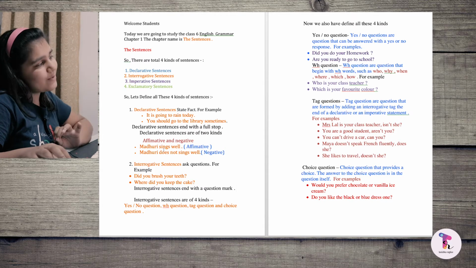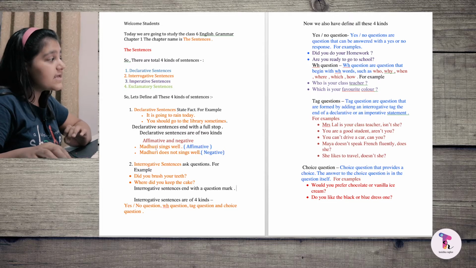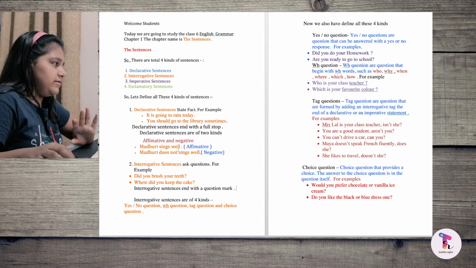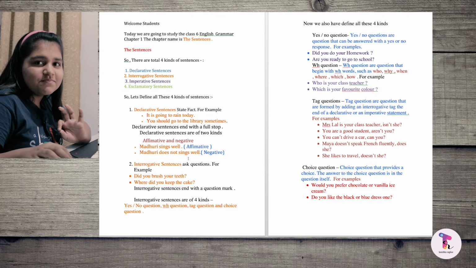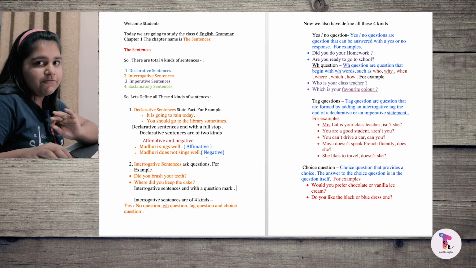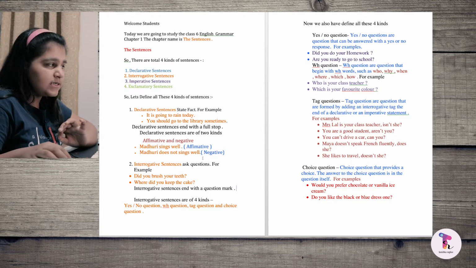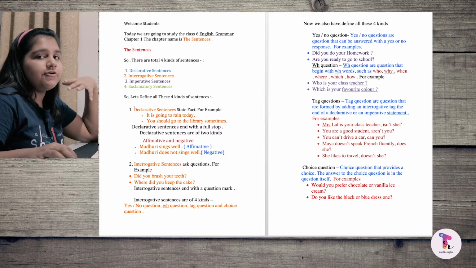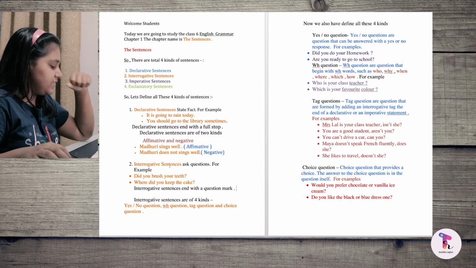Madhuri sings well. Why is it affirmative? Because this sentence is saying a positive thing about a person. Okay. Next is Madhuri does not sing well. It is negative. Why? Because this sentence is saying a negative thing about a person. Okay. So hope you have understood the first kind of sentences. Let's come to the second type of sentences.